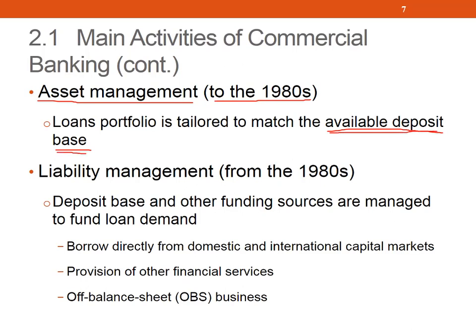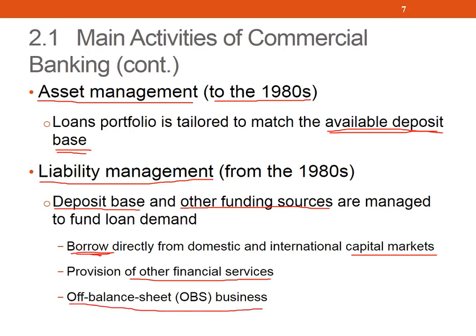Since deregulation, however, banks have moved to a practice called liability management. So what they now do is they look at the demand for loans. So if the demand for loans is higher than the deposit base, then they look for other funding sources to manage that loan demand. So what they basically do is they borrow that extra money from capital markets. And what we also find with banks is they provide many other financial services, as well as a lot of off-balance sheet business, which we'll talk about shortly.